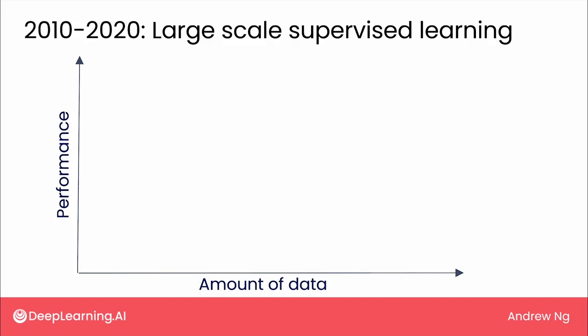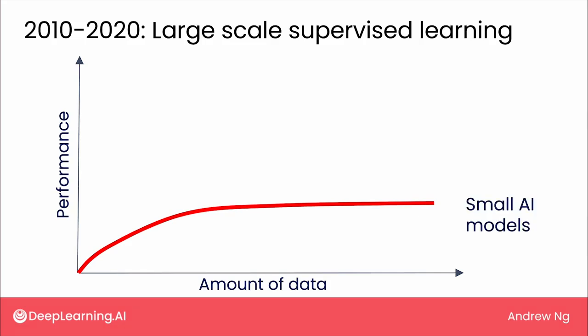But what we found starting around 2010 was that for a lot of applications, we had a lot of data, but even as we fed it more data, its performance wasn't getting that much better if we were training small AI models. This means, for example, if you were building a speech recognition system, even as your AI listened to tens of thousands or hundreds of thousands of hours of data, that's a lot of data, it didn't get that much more accurate compared to a system that listened to only a smaller amount of audio data.